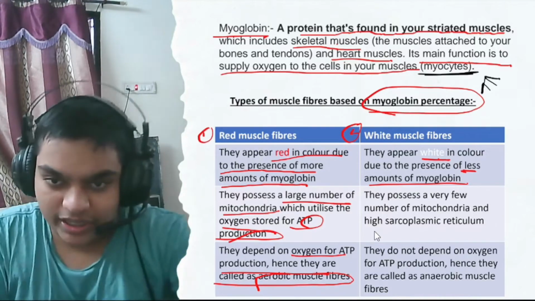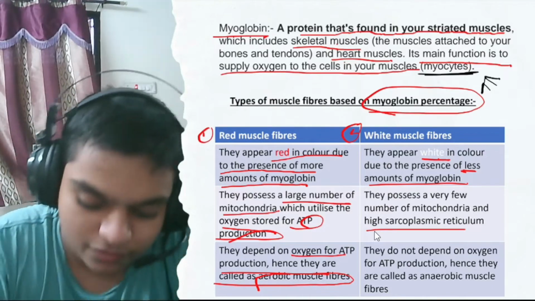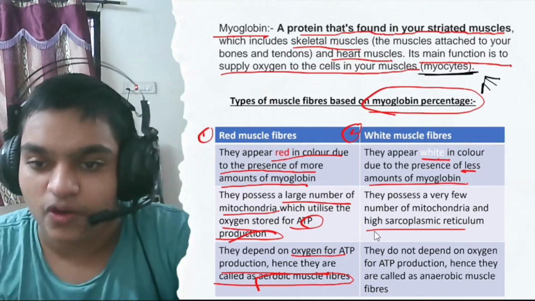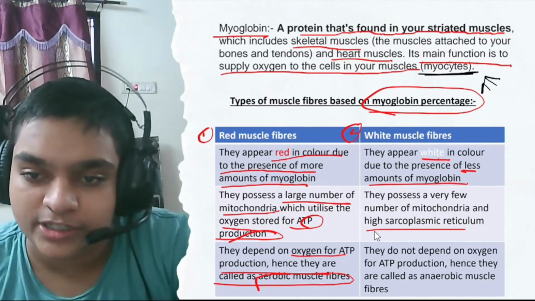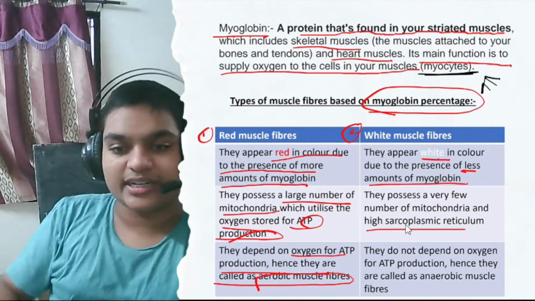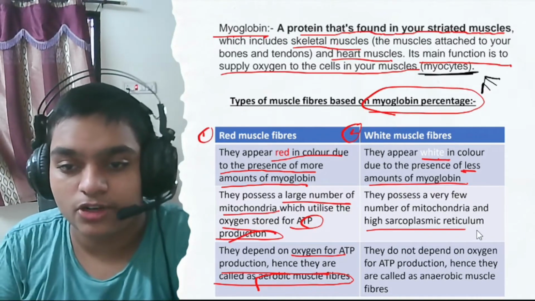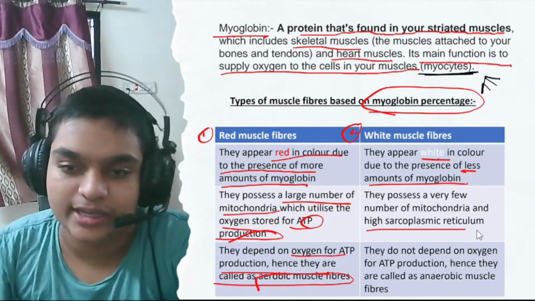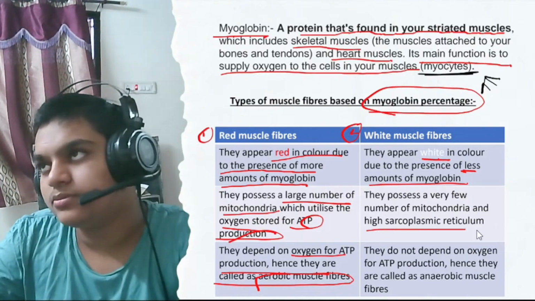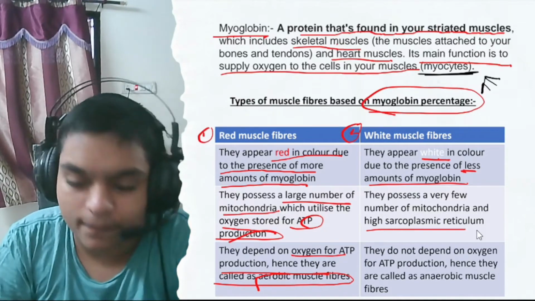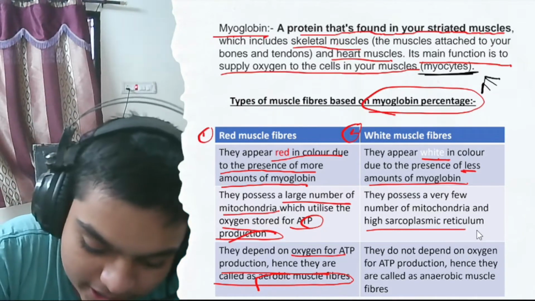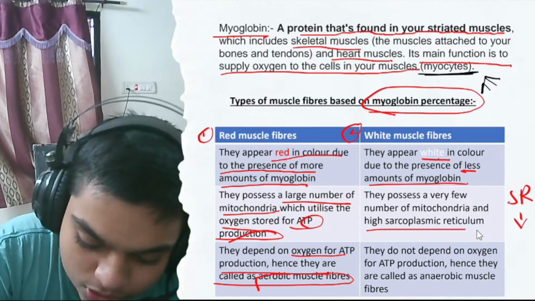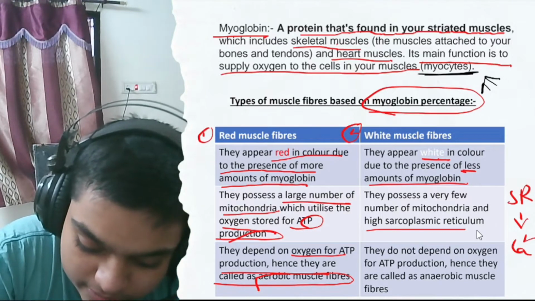So that is why they have the function of storage of calcium ions. Why am I saying storage of calcium ions? If it is written here high number of sarcoplasmic reticulums, why am I saying like that? Yes, in yesterday's class I hope I told you that sarcoplasmic reticulum is the storehouse of calcium ions.